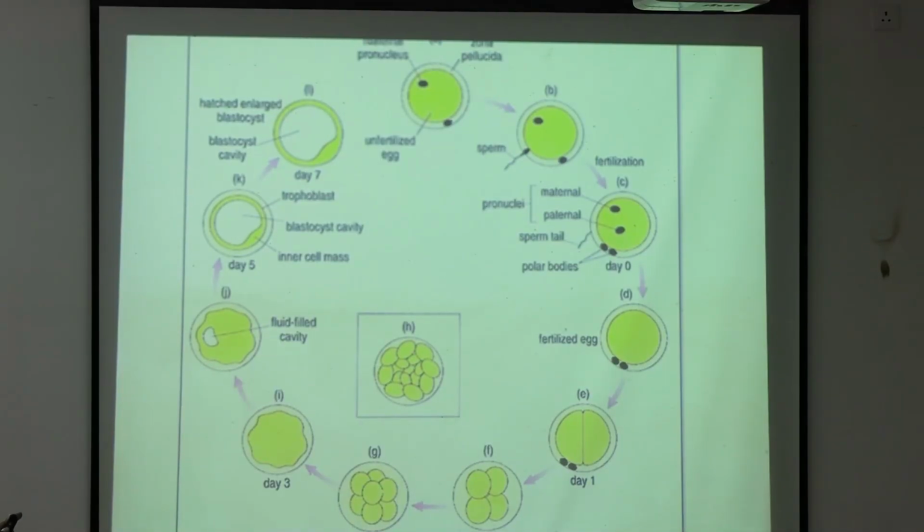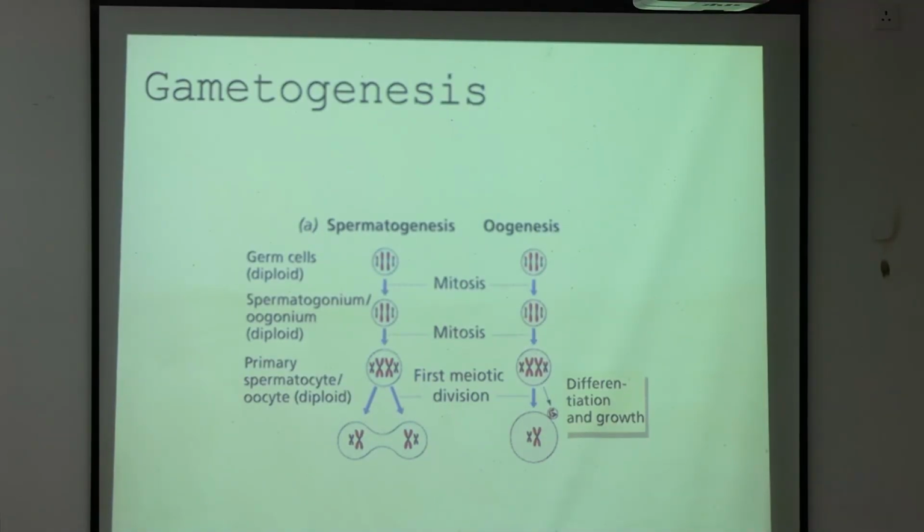Ovum, sperm, then we form the zygote there. They are dividing, we form the morula on day 3. There is a blastocyst forming there, and that blastocyst is getting implanted. Gametogenesis, will just glance over it. You know what gametogenesis is.